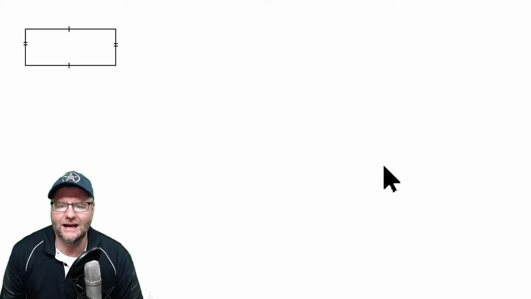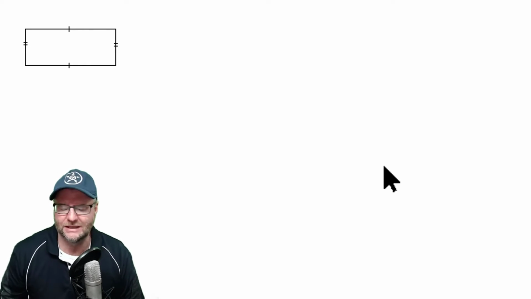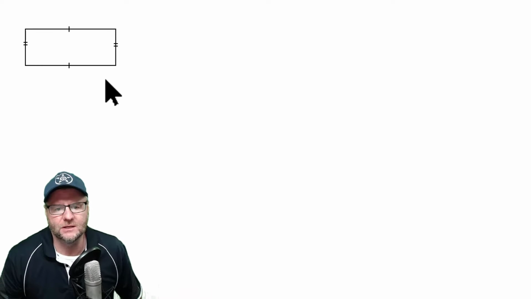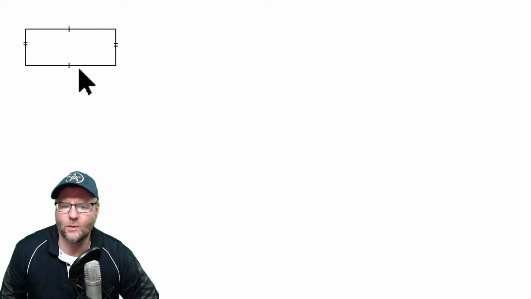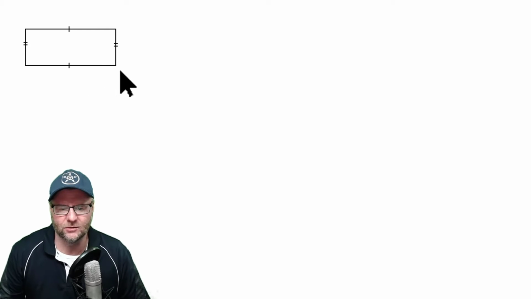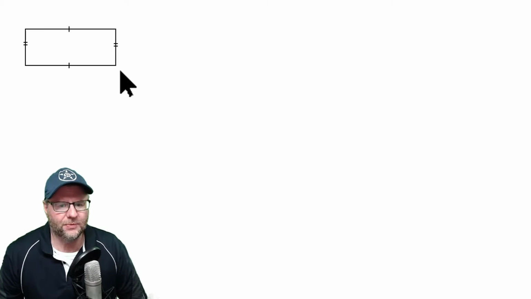So we're going to go through the second page. On the back page of what you've been creating, we're going to put today's stuff from this video. So this shape up here shouldn't be any surprise to you. This is nothing new. This is what we call a rectangle. So what do we know about the symmetry of a rectangle?